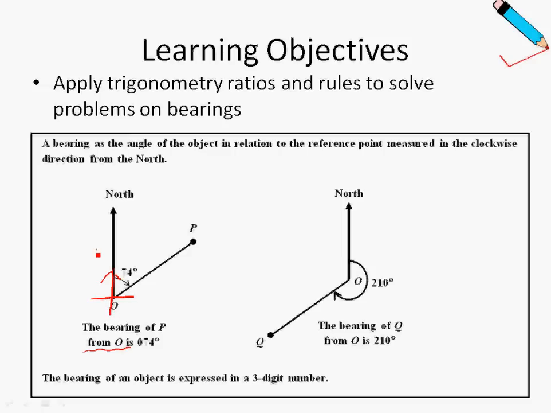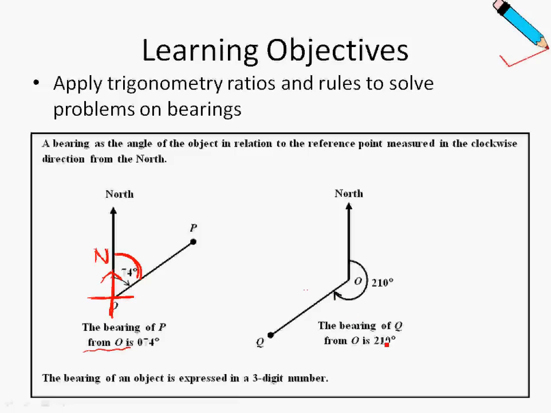As you know, the compass always points to the north. So this is the north, and the bearing of P from O will just be the angle that this line, that P, makes from the north. It's really just as simple as that.